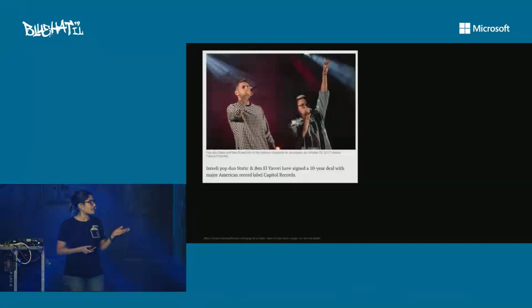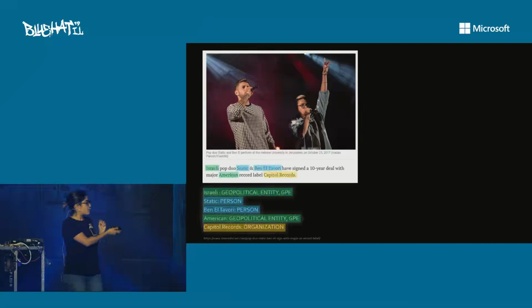All right, what's named entity extraction? This is an article that appeared in the Times of Israel a while back. If I pop the text from this article into any off-the-shelf text analytics toolkit, like the ones provided by Azure or Google, I can very easily extract the entities that this text is talking about. For example, this is what the output would look like. Israel and America are geopolitical entities. Static and Ben El-Tavori are people. And even though Static doesn't sound like the name of a person, the algorithm is intelligent enough that based on the context in which it appears, it can identify that correctly as the name of a person.